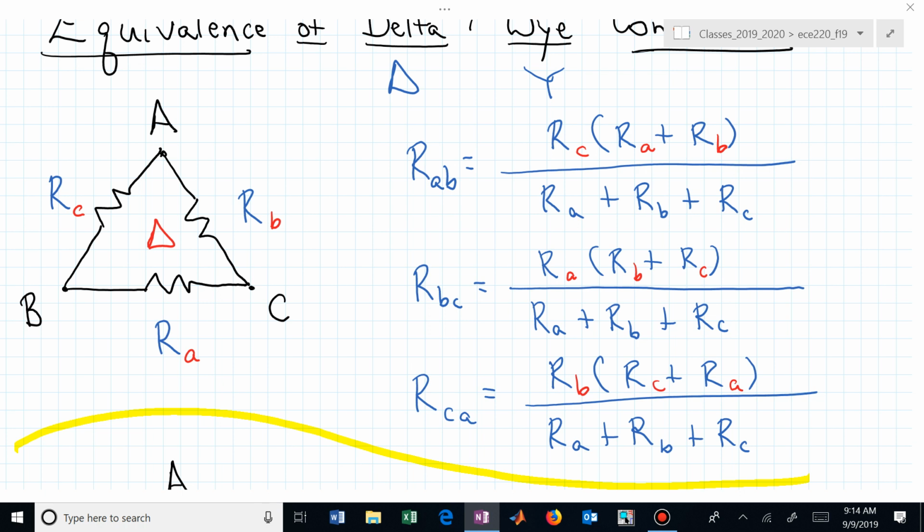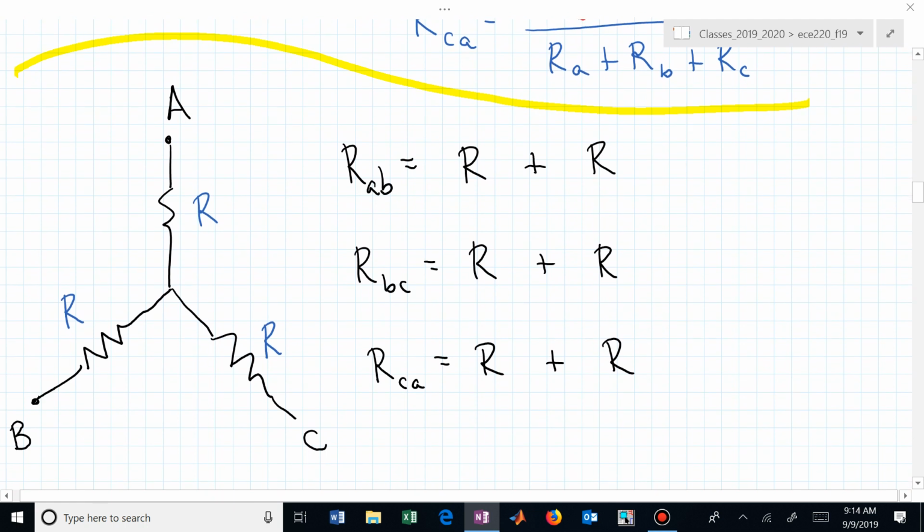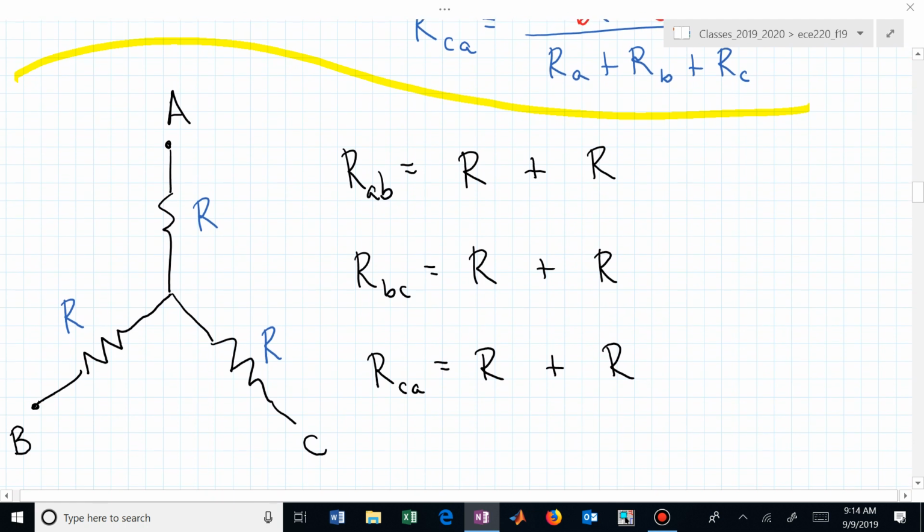That's how you would now write down these resistance values measured across paired nodes. What if that's the delta configuration? Now here's the Y configuration.